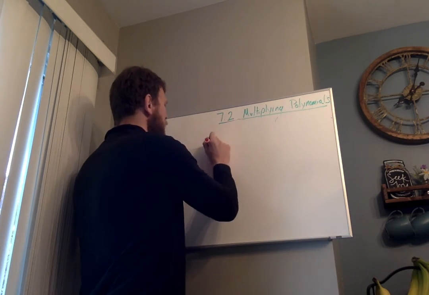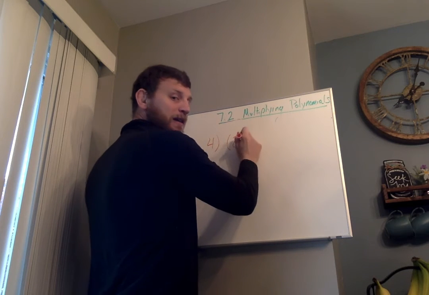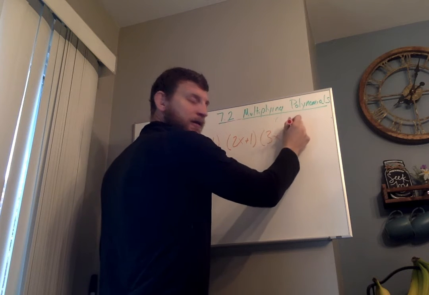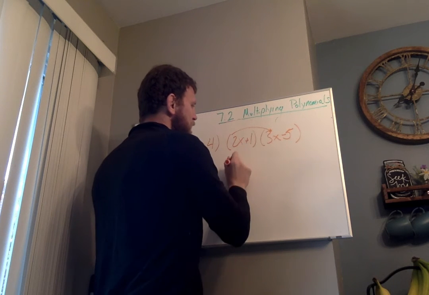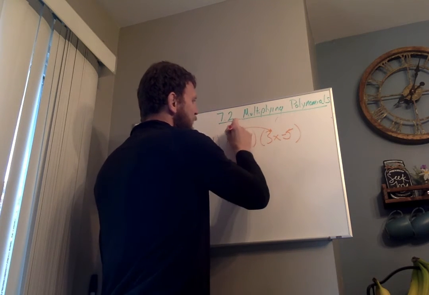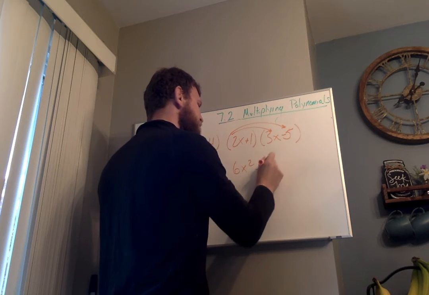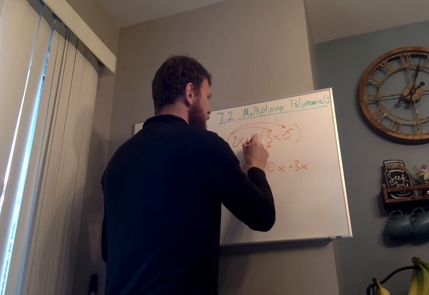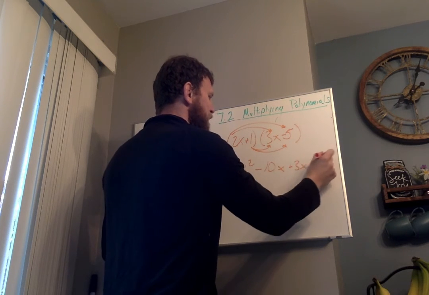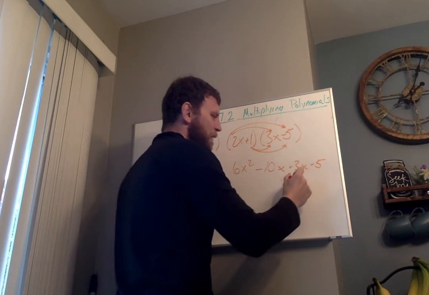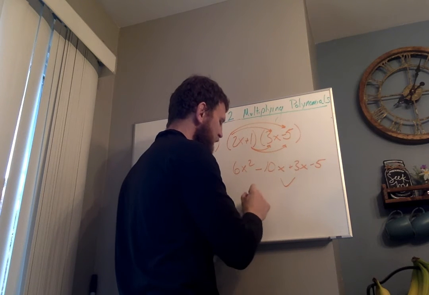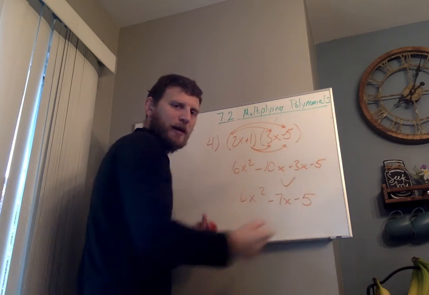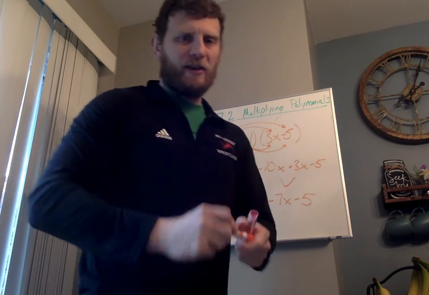Okay, number 4, 2x plus 1 times 3x minus 5. First, outer, inner, last. So, I'm going to combine my two x's, so that's 6x squared minus 7x minus 5. Foil it.